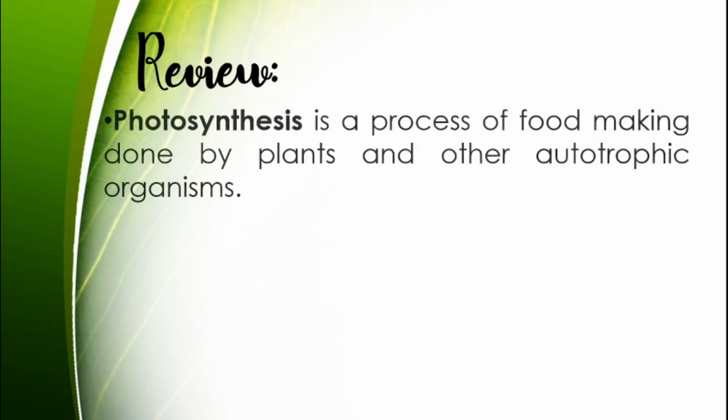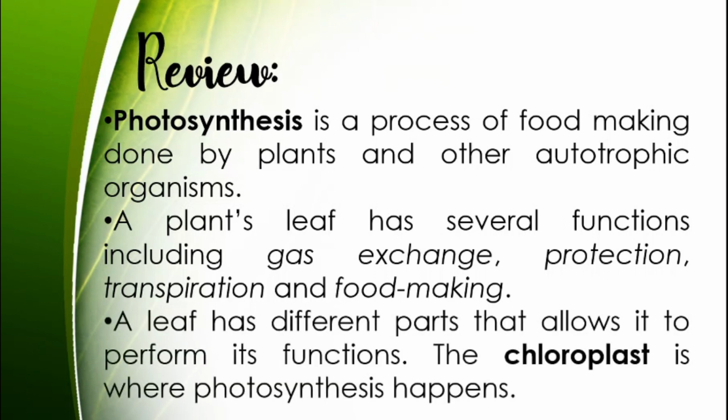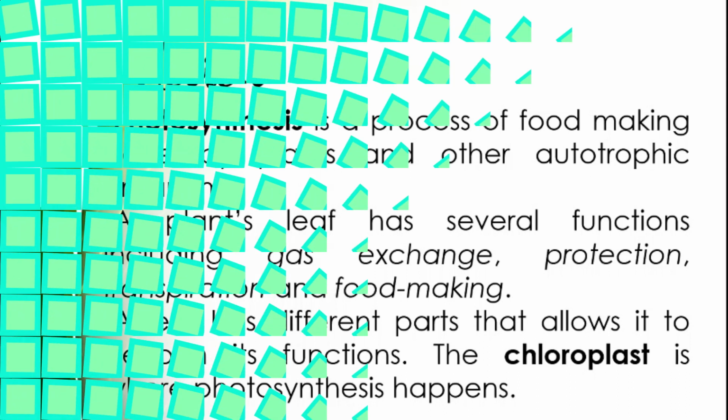So let's have a review of what we had in this video. I want you to remember that photosynthesis is a process of food making done by plants and other autotrophic organisms. A plant's leaf has several functions, including gas exchange, protection, transpiration, and most especially food making or photosynthesis. And a leaf has different parts that allow it to perform its functions. The chloroplast is where photosynthesis happens.